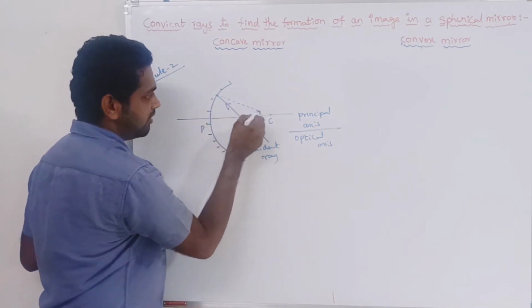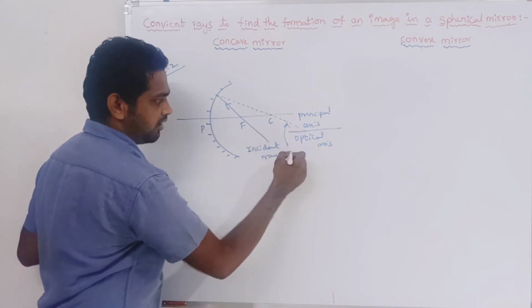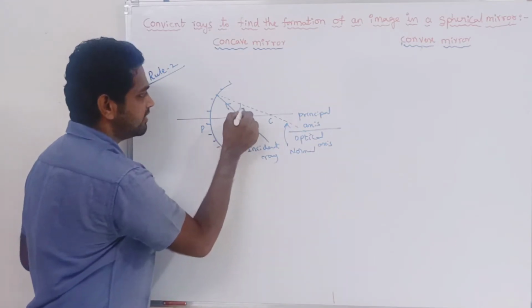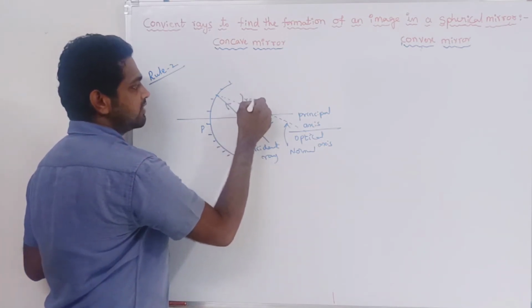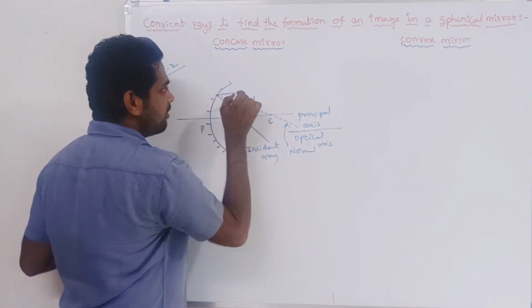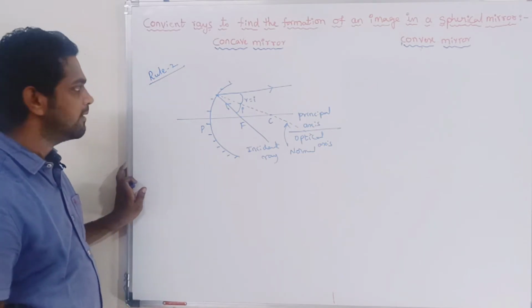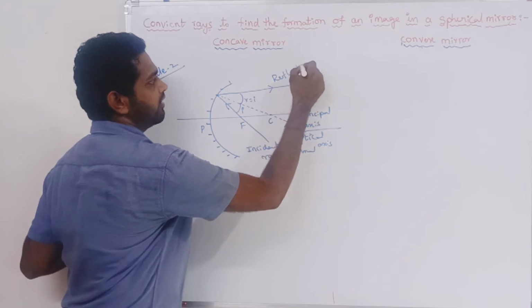This is the normal which is passing through the center of curvature. So this dotted line represents the normal. Now this is the angle of incidence. Coming to the angle of reflection, this will be the angle of reflection, which is equal to the angle of incidence only. Now if you draw the reflected ray, you will get it like this. So this will be the reflected ray.